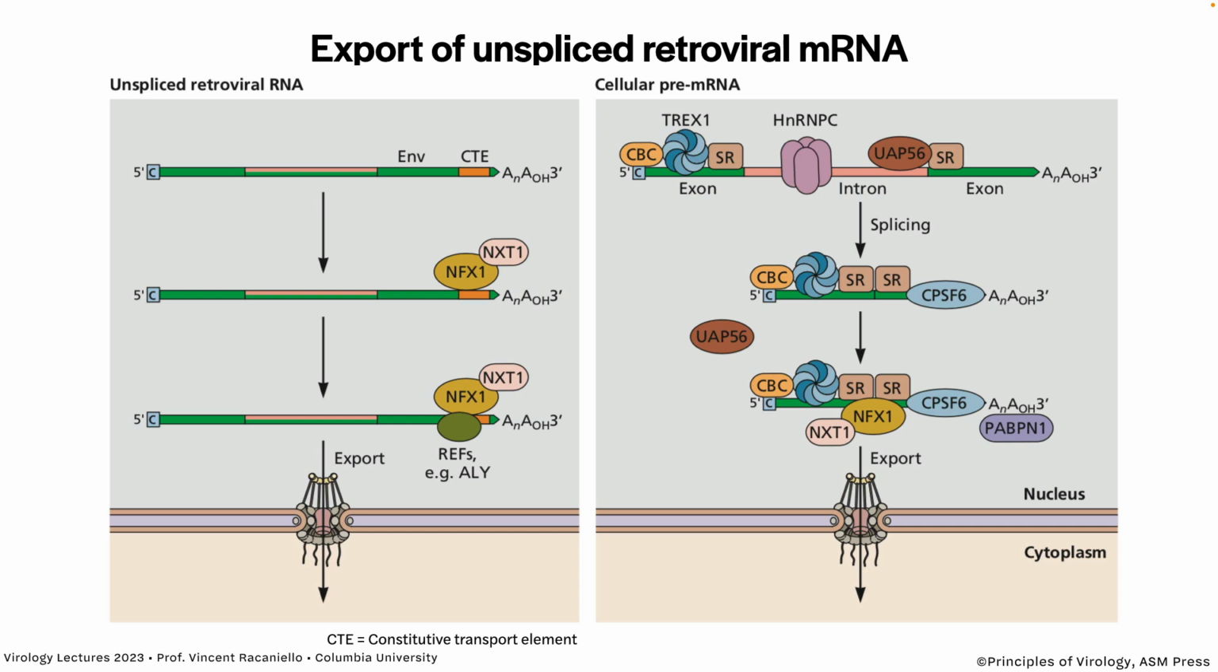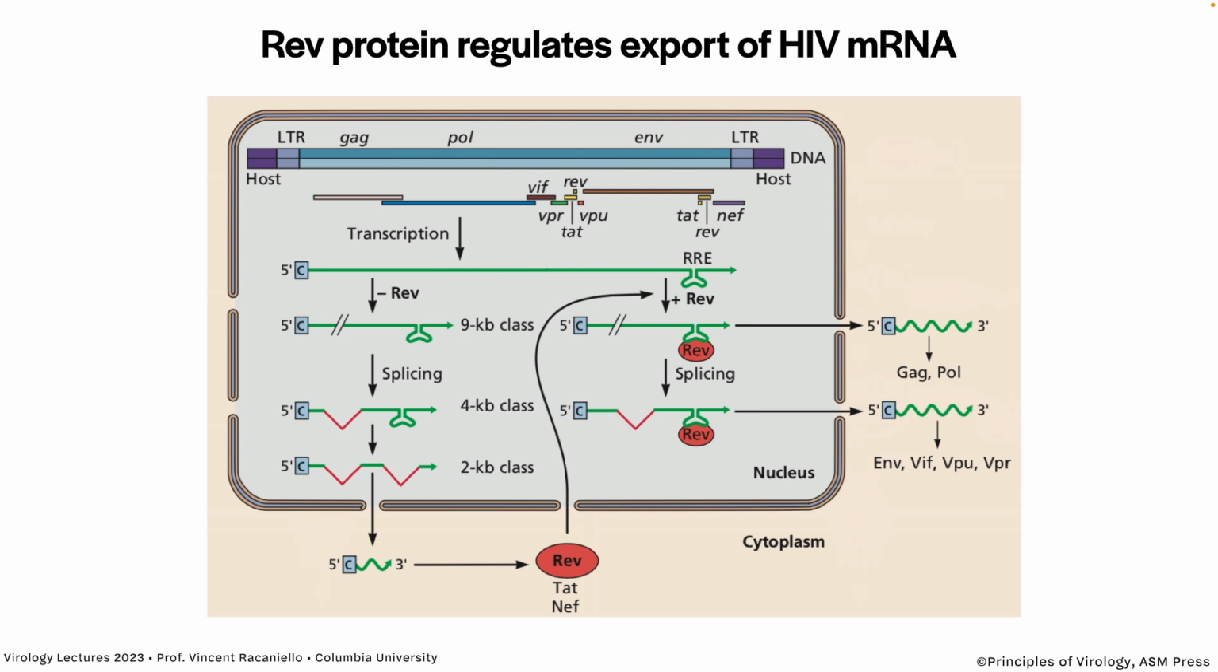So it's very cool. HIV has a different strategy, which involves a viral protein. Here we have the HIV DNA at the top. It's being transcribed into a long messenger RNA, which is basically the genome of the virus. The genome needs to get out unspliced so it can be put into new virus particles. But the problem is it's full of splice sites. And how do you get exported the full length without being spliced?